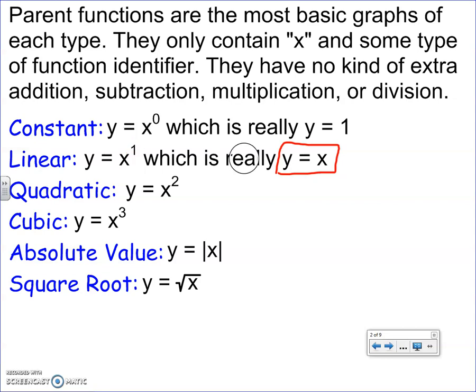For quadratics, we have y equals x squared. The identifier is the squared power. For cubics, we have y equals x cubed. The identifier is the cube power, third power. For absolute value, you have y equals the absolute value of x, in those absolute value signs, those bars that we've been working with. And then lastly, y equals square root of x. That's a square root parent function because it's x inside the square root. But the identifier should be very, very obvious. Either the exponent or the symbol around x.